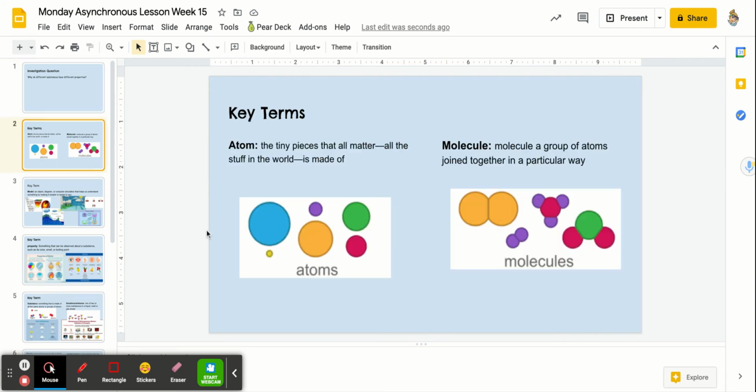So we want to remember our two key terms here. We have atom, which are these tiny pieces that all matter is made up of. So it's the smallest unit of matter. And then we have these atoms that create molecules. So we've got molecules, and these are groups of atoms. When you were looking at those groups in our atomic models, those are referred to as molecules. This is the way a group of atoms are joined in a particular way. So we have our individual atoms that join together to form molecules.